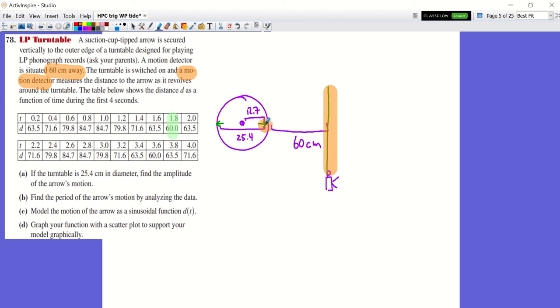And because the diameter is 25.4, that is what you add to 60 to get to the total distance of where this green arrow is. So it's 60 at its shortest, and it's 85.4 at its highest, okay?